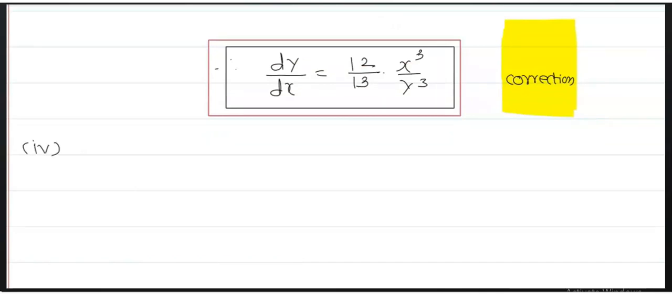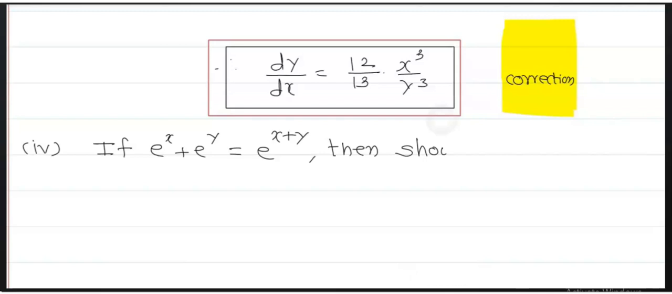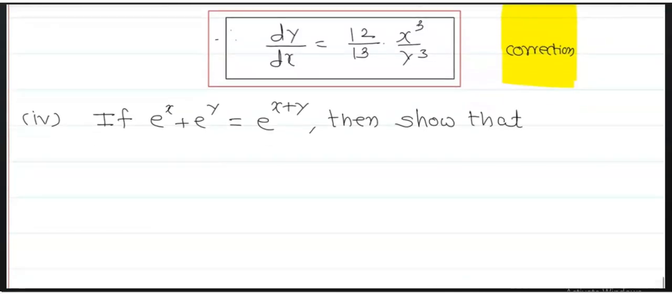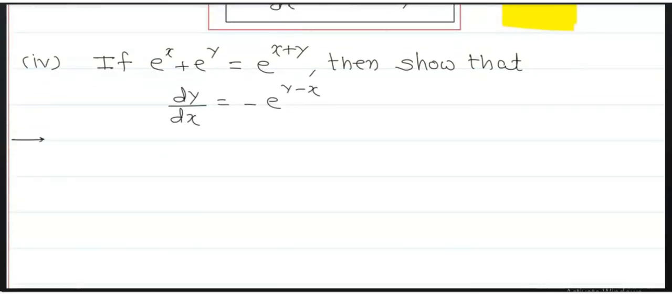the fourth one. If e raised to x plus e raised to y is equals to e raised to x plus y, then show that dy by dx is equals to minus e raised to y minus x. So, e raised to x plus e raised to y is equals to e raised to x plus y. Now differentiate this with respect to x.